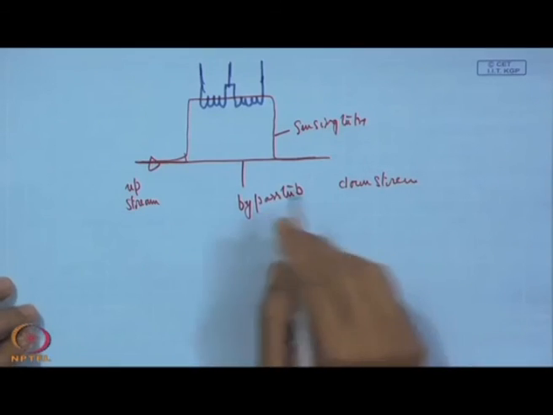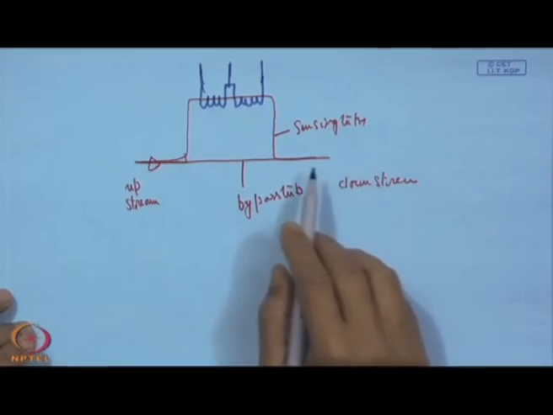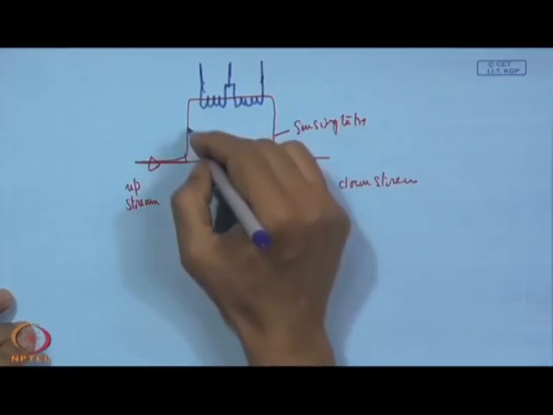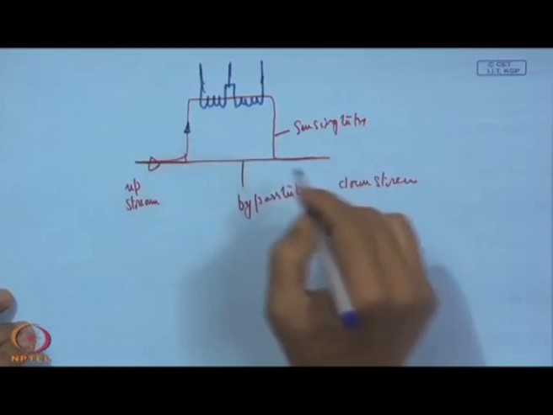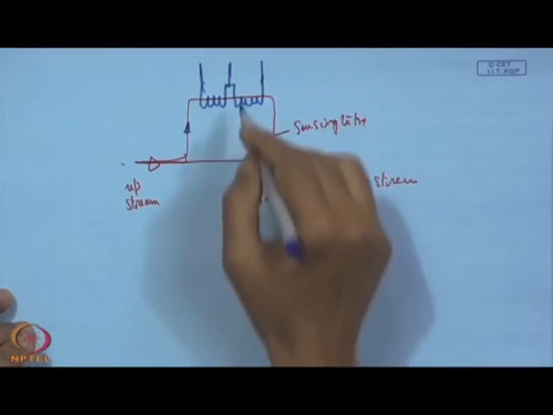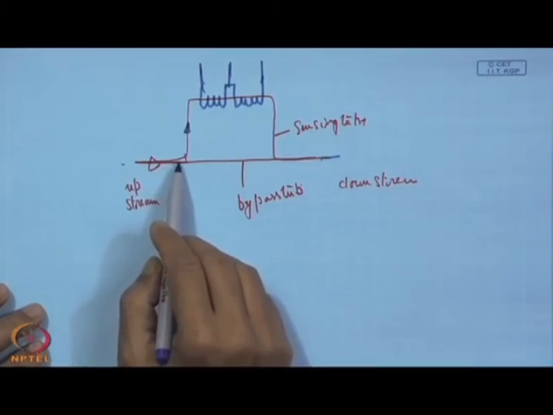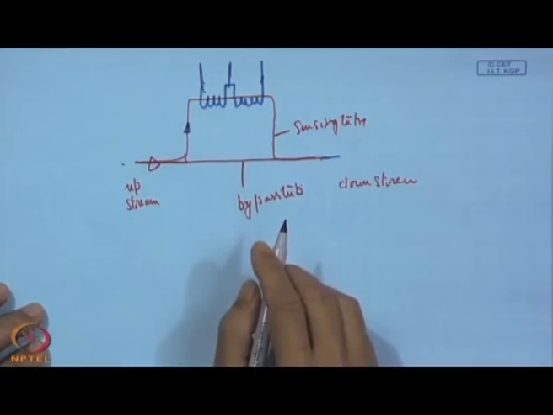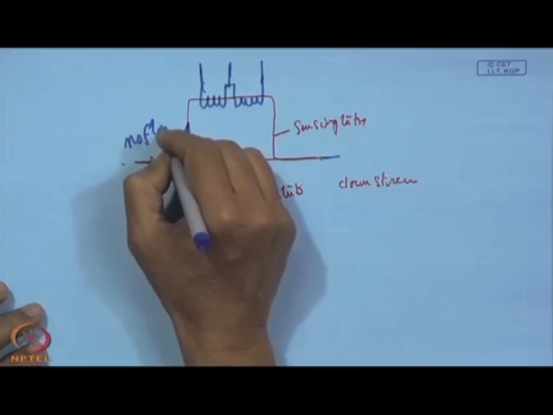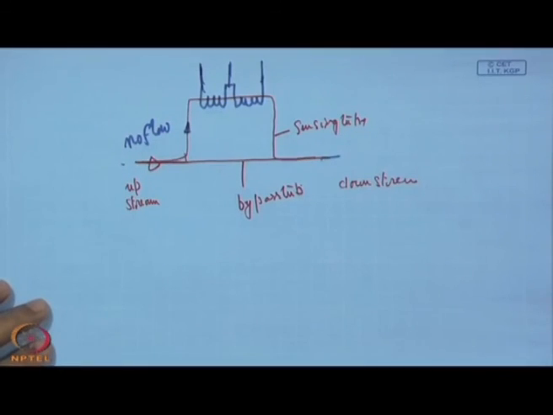Now, what happens? It is actually the heat capacity of the gas that is utilized to measure the flow rate. The arrangement is such that the flow through the sensing line is proportional to the total flow, the way it is designed. The bypass line and the sensing line are designed in such a manner that the total flow rate is proportional to the flow which is channelized through this sensing tube. Now, what happens when there is no flow? When there is no flow, these are all heated.